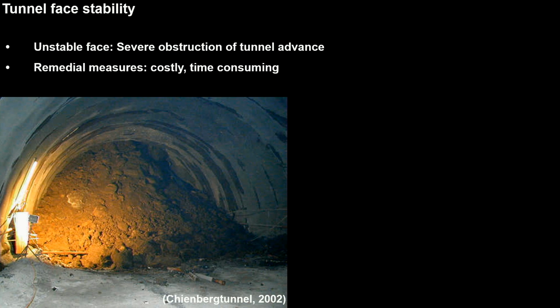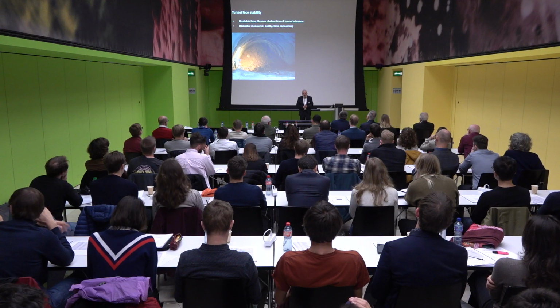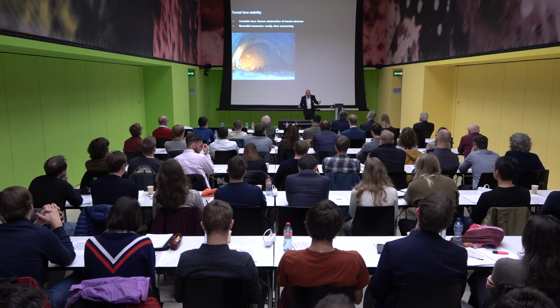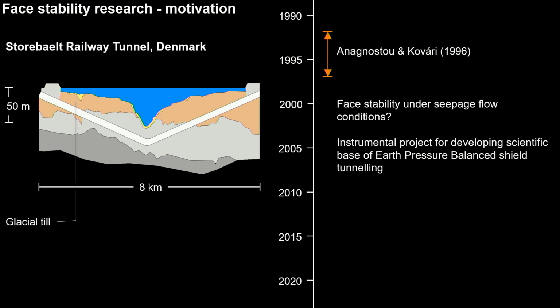Which are the consequences? An unstable face is obviously a severe obstruction of the tunnel advance. And it requires very costly and time-consuming remedial works. So it must be avoided. And the research in this field started at the time of Professor Kovari in the 90s. The motivation was several construction setbacks experienced in a large infrastructure project. That was the reason. And the chair at that time was involved in these projects.